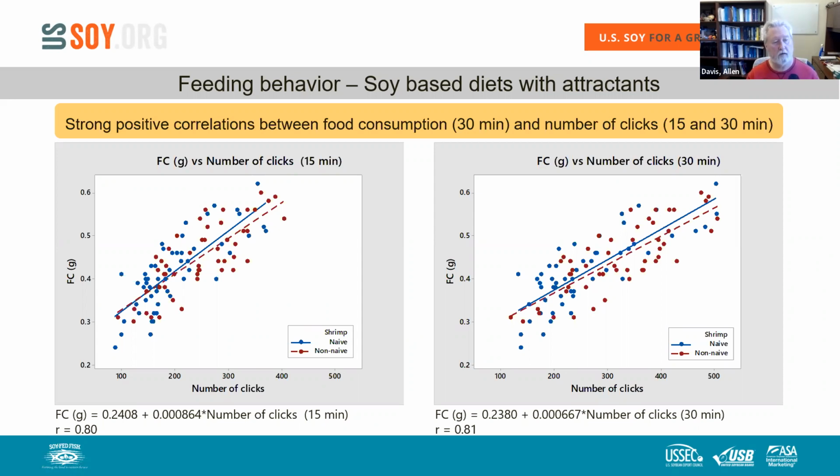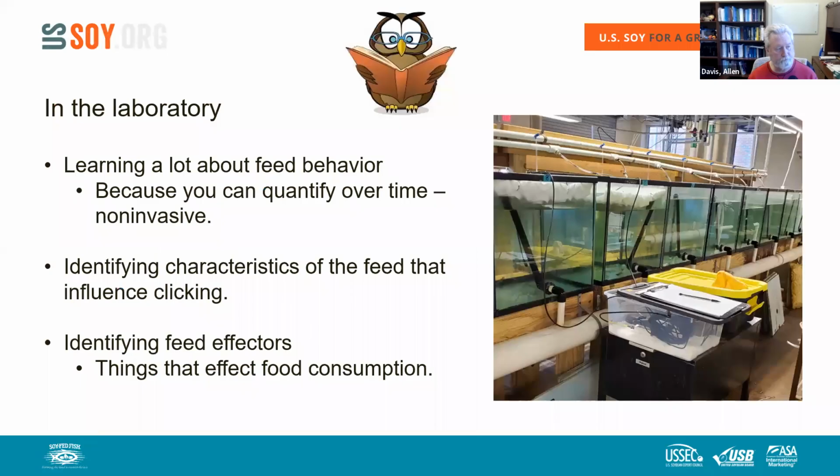You can do it at 15 minutes or 30 minutes, and you both get very good regression. Our thing is that right now what we're seeing is that about 75% of the activity is occurring in that first 15 minutes. So to us, that's where the action's happening. That's where we're concentrating on things.